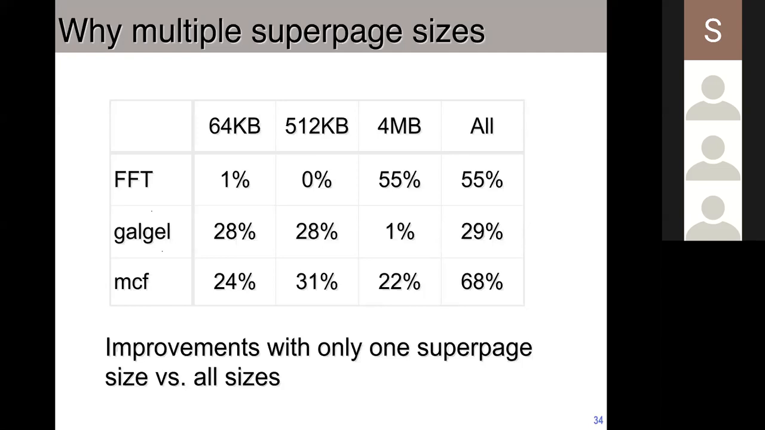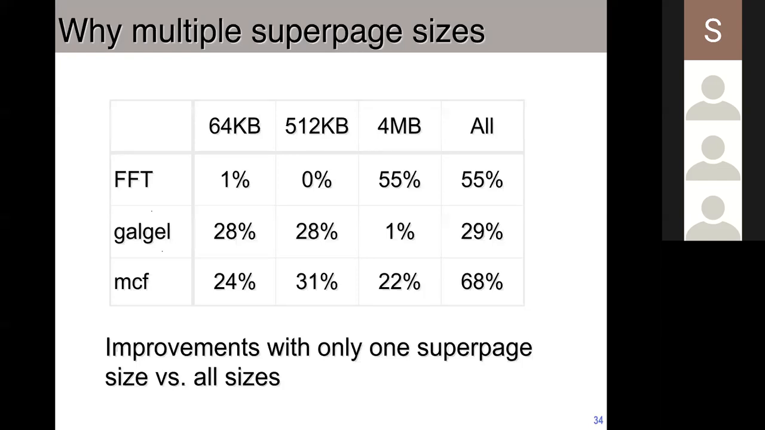But then there's another system called Galgel. I'm not sure what that does, but apparently by mixing all the superpage sizes, they get 29%, versus if you just use 64 kilobyte or 512 kilobyte, you will get 28%. So you just get a 1% improvement over the existing solution, right? For MCF, they get like 68%, which is better than using any single superpage size. So they will say, all right, there's only one application where a mix of superpage sizes is useful, right?